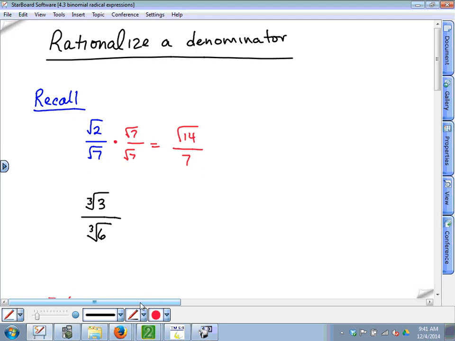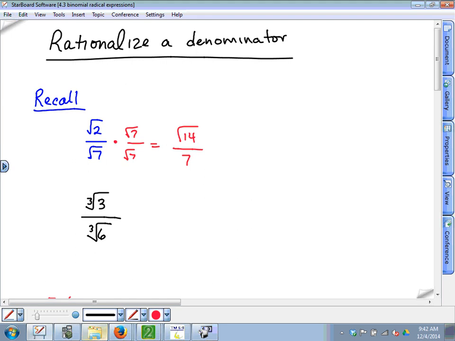You want to simplify it? Oh yeah, definitely. Good question. What about this one? The cube root of 3 over the cube root of 6. I'm open to suggestions.